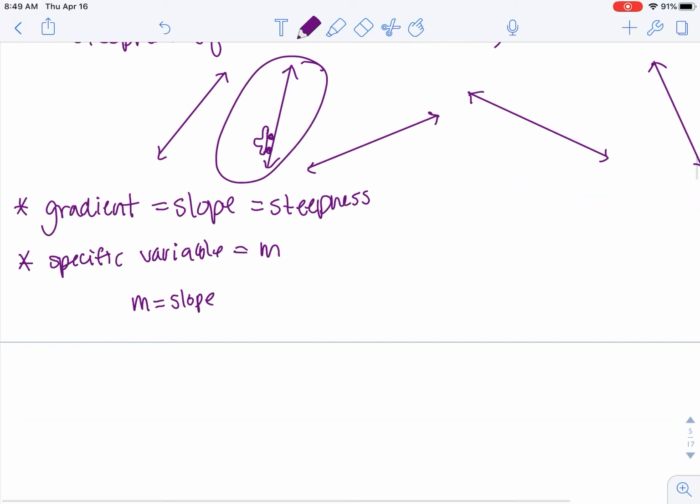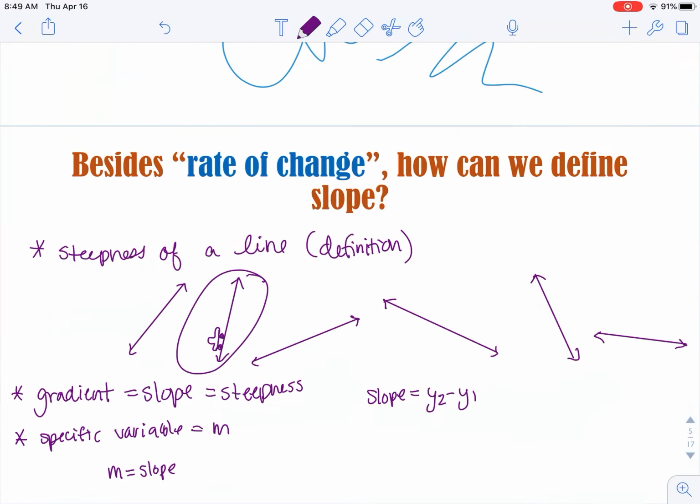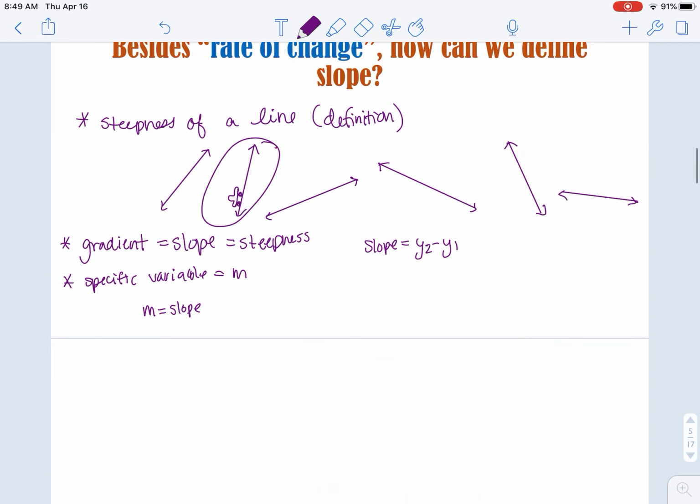Okay, let's keep going here. We have our equation, slope equals y2 minus y1, which you learned here, and we'll go through that in a second, over x2 minus x1. So you're probably not going to see the word slope written anymore. You're probably going to see m equals y2 minus y1 over x2 minus x1. Now, we're going to talk about where this comes from.